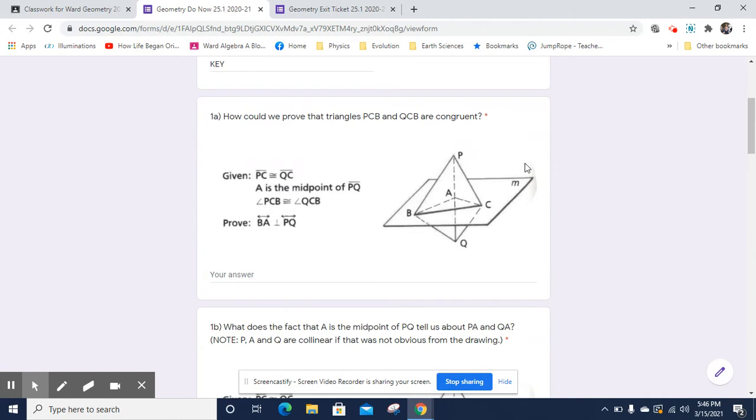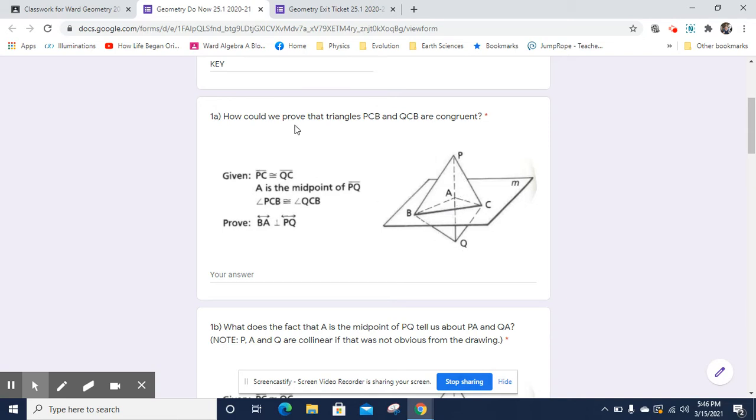So I've got this funky little figure here. There's plane M, and we've got these triangles PBC and QBC, and there's a line P to Q, and A is on that line, so that is a straight line. P, A, and Q are collinear, and A is the midpoint, and we know that PCB is congruent to QCB, and we're supposed to prove that line BA is perpendicular to line PQ.